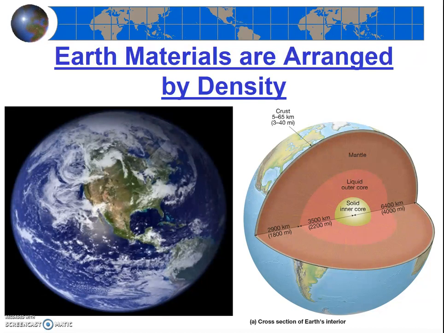Even our place on Earth is governed by density. We don't float up into the sky because we are more dense than the atmosphere. We don't sink down into the Earth because we are less dense than the Earth. Our density is approximately that of water, so we bob around at that level.